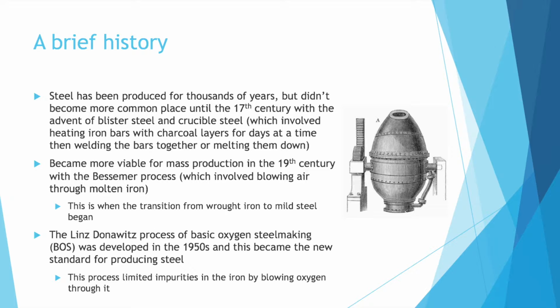In somewhat more recent times comes the Lenz-Donowitz process of basic oxygen steel making, BOS, which was developed in the 1950s, and this became the new standard for producing steel. This limits the impurities in the iron by blowing pure oxygen through it, or perhaps some sort of oxygen mixture, whereas the Bessemer process just involved blowing air through it. That's the big difference there.